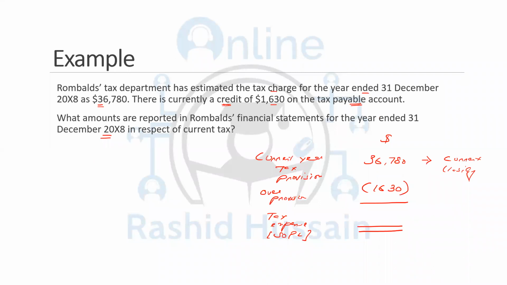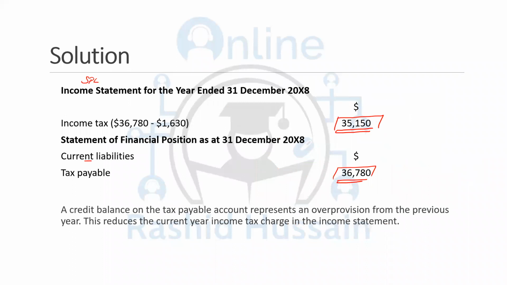So remember, if this was the under provision, then we are going to add the under provision in the current year tax charge, because apply the common sense. Under provision means you recorded less tax in the last year, so increase your tax by that amount. You recorded more tax in the last year, so decrease your tax charge by that amount. This is purely common sense.